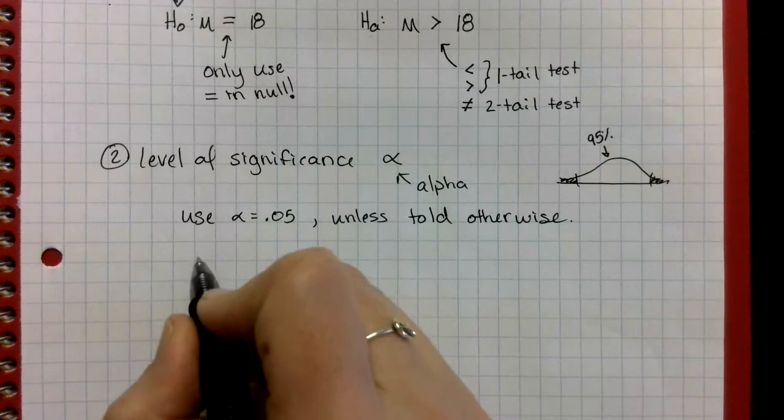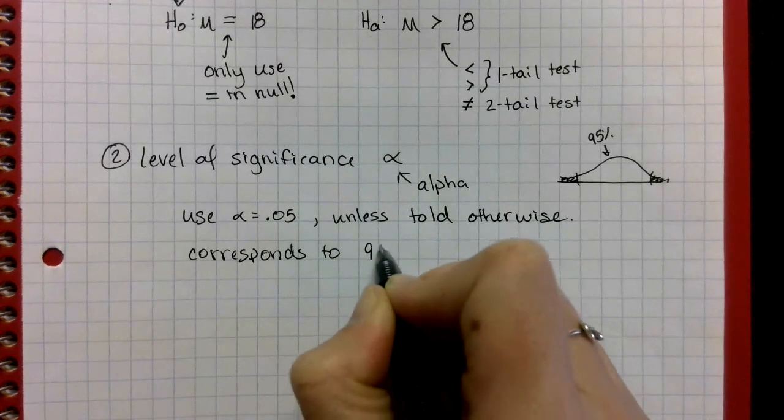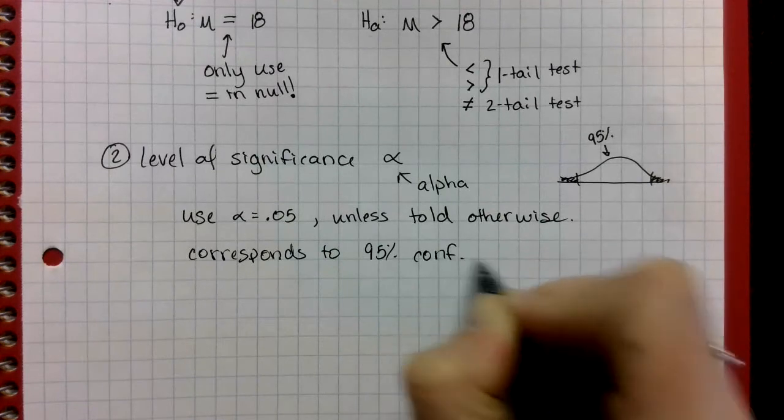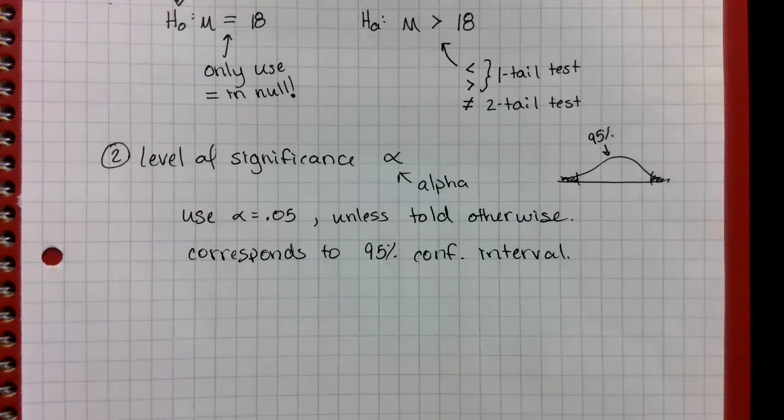That 95% now corresponds to a 95% confidence interval. So the alpha value and your confidence interval go hand in hand. So if you run a statistical test with alpha being 0.05, you have to run a 95% confidence interval. If you run a test where alpha is 0.10, that's 10%. So guess what confidence interval you run? A 90% confidence interval. So those two things go directly hand in hand.